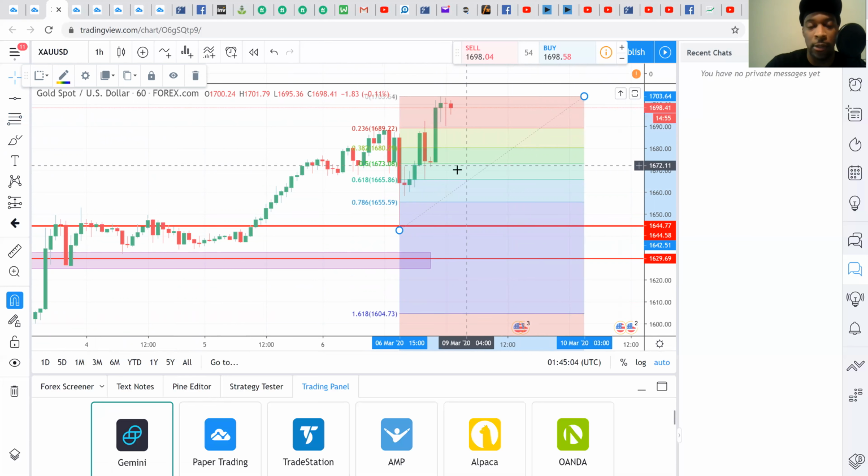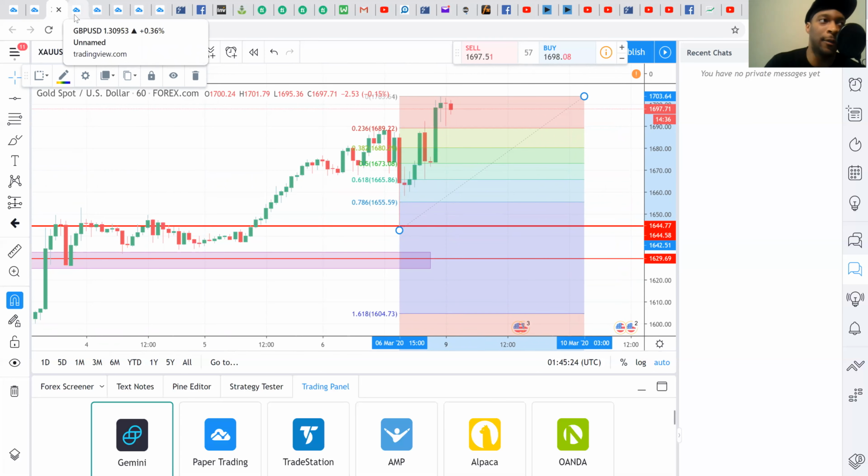Okay. So based on this Fibonacci, I'm looking for buy positions between 1672 or 1666 or a little lower. So I'm looking to get a buy position around this area, since it's still a valid uptrend for gold.